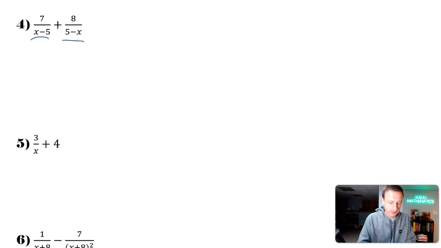Whenever there are opposites, we can use equivalent forms. We can manipulate them a little bit. So what we can do with the second fraction is you could factor out a negative. So this is going to be 7 over x minus 5.